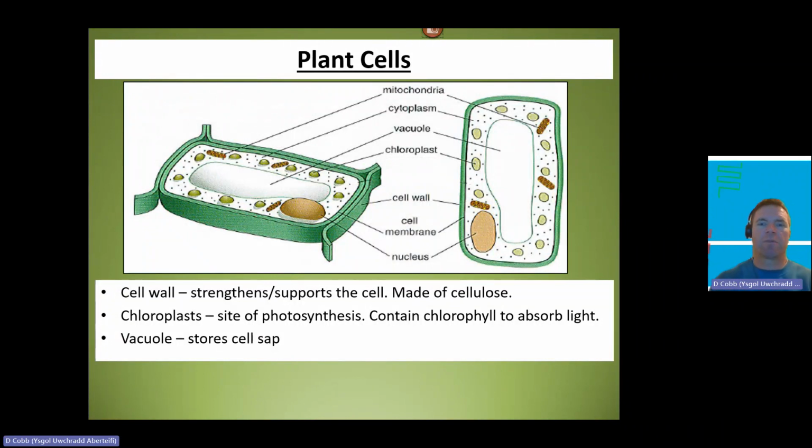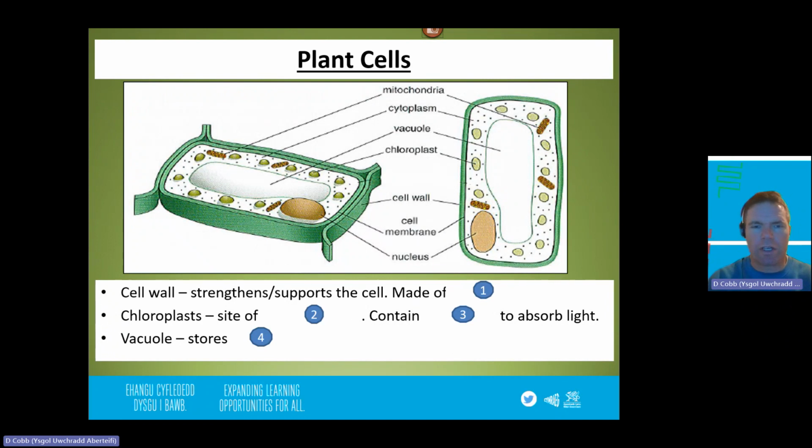Inside the chloroplast, we find lots, hundreds, thousands, millions of these molecules called chlorophyll. Chlorophyll is a molecule which absorbs light, and it's that light which is used for photosynthesis. And finally, the vacuole I mentioned stores cell sap. Same idea. What can you remember from what we've just said? Pause the video, see which words you can recall.